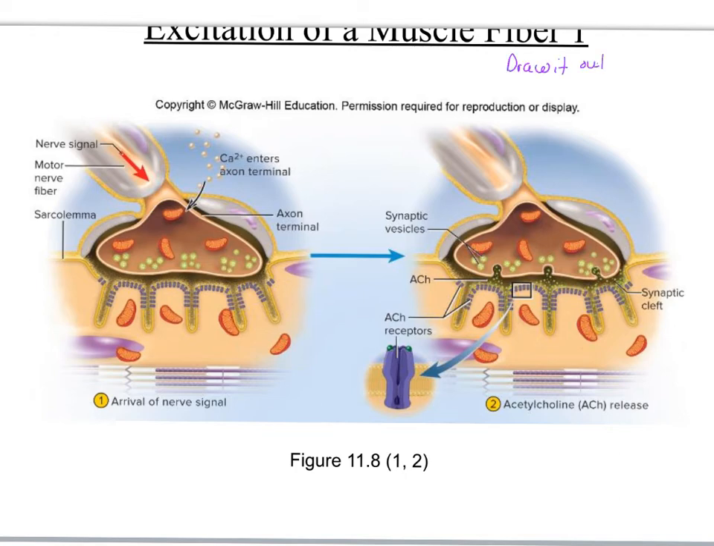Draw it out with labels 5 times. Explain it to someone else as you're drawing it. This is really, really important because you're not going to get it if you don't do that.